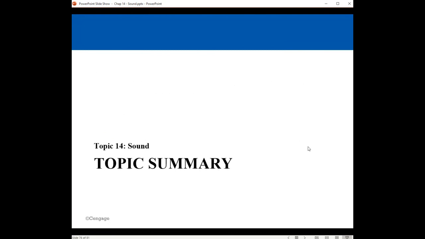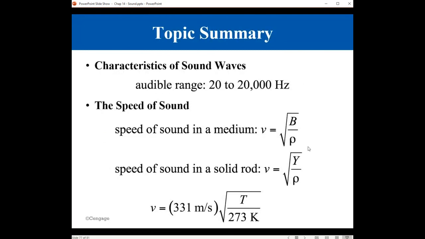We are done with this chapter. In this chapter, we learned about the properties of sound waves. We learned about the audible range, 20 hertz to 20 kilohertz. We learned about speed of sound in a medium, determined from the elastic property over the inertial property. For fluids and gases, it's the bulk modulus divided by the density. For solid rods, Young's modulus divided by the density. We learned how speed of sound changes with temperature, and calculated that from this equation.